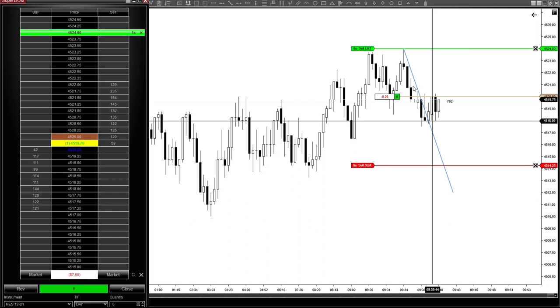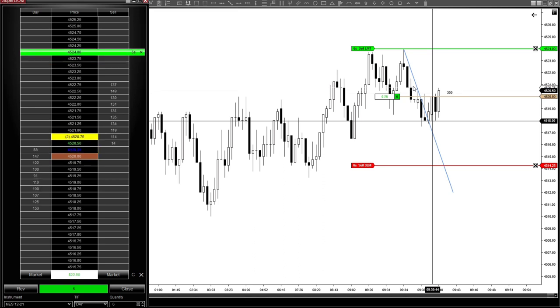Hopefully I didn't jinx myself. A little knock on wood. And then let's see, can we get back up there? There we go. So we're back in the green. This is shaping up to be a nice two candle setup right there.